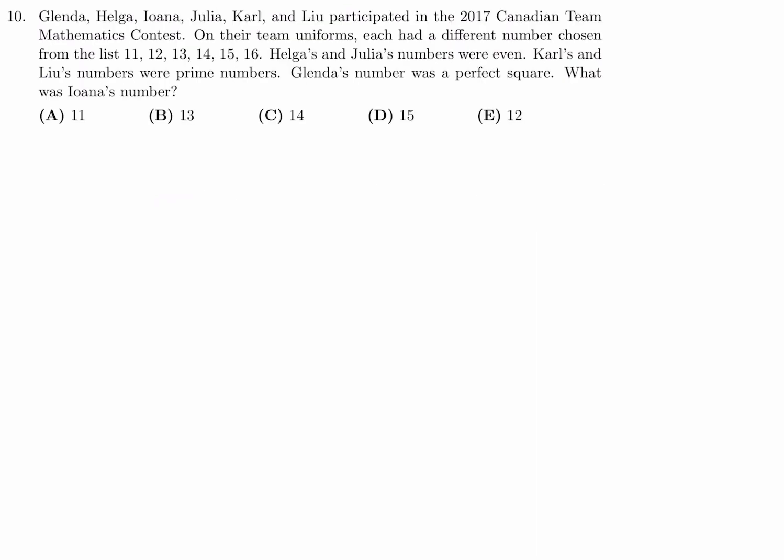Glenda, Helga, Iona, Julia, Carl, and Lou participated in the 2017 Canadian Team Math Contest. On their team uniforms, each had a different number chosen from the list 11 through 16. Helga and Julia's numbers were even, Carl and Lou's numbers were prime, and Glenda's number was a perfect square. What was Iona's number?